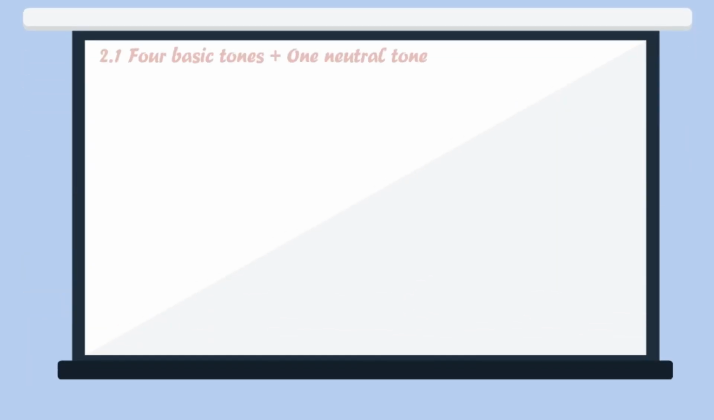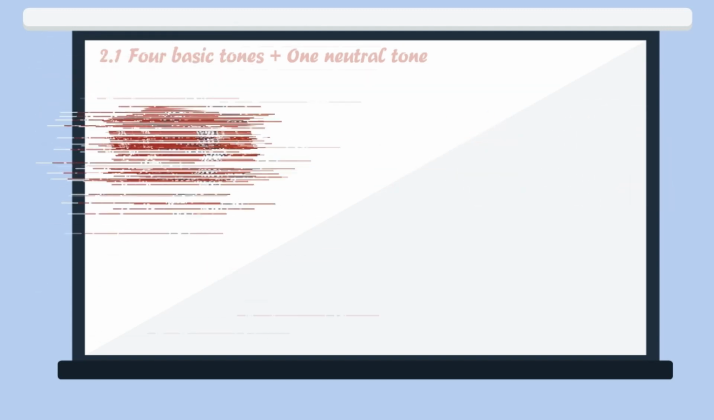In this lesson, we will study the 4 basic tones and the neutral tone. Tones are changes of pitch of syllables. The 4 basic tones are represented respectively by the following tone graphs: the first tone, the second tone, the third tone, and the fourth tone. When a syllable is pronounced in different tones, it has different meanings.